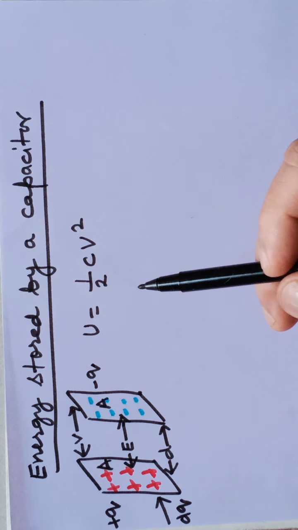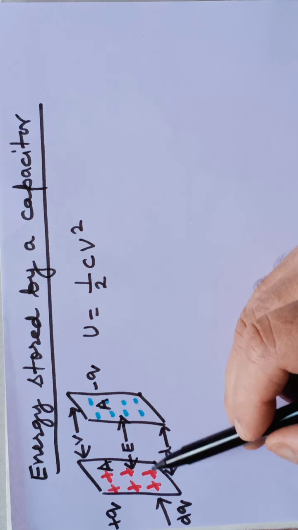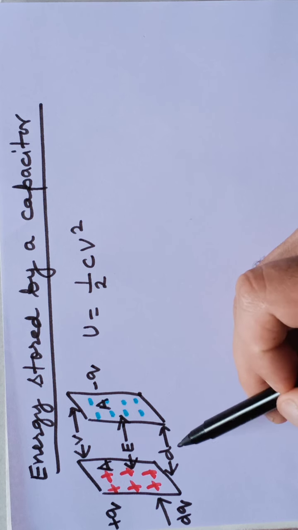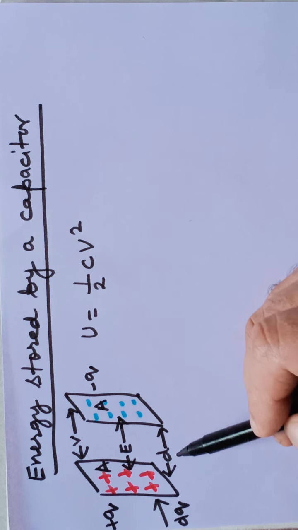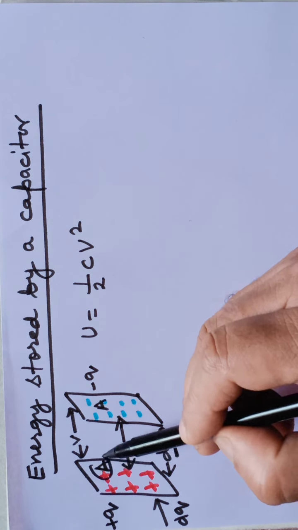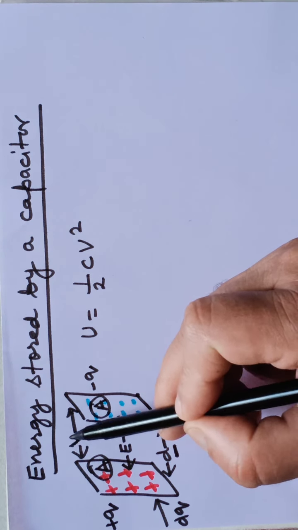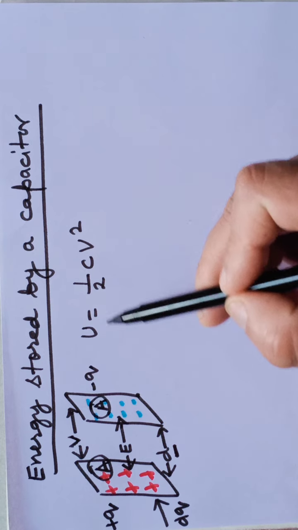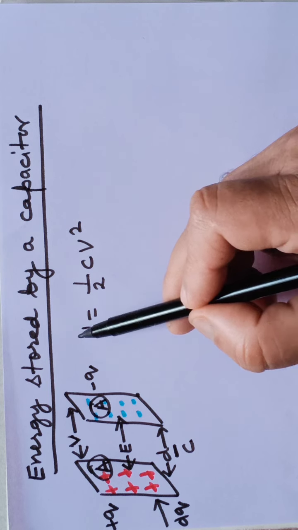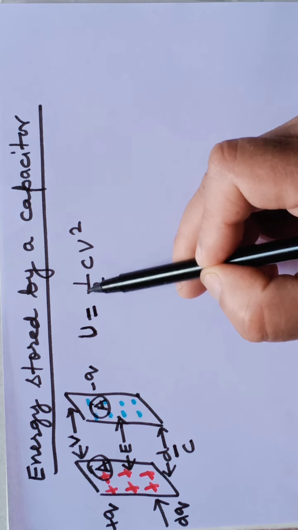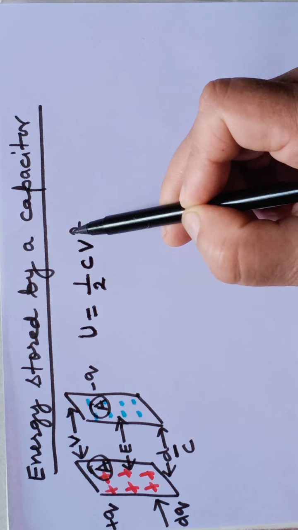Now let us recall that the energy stored by a parallel plate capacitor, having the distance between the two plates as small d, area of each plate A, and potential across the two plates V, having capacitance C, is half CV square.